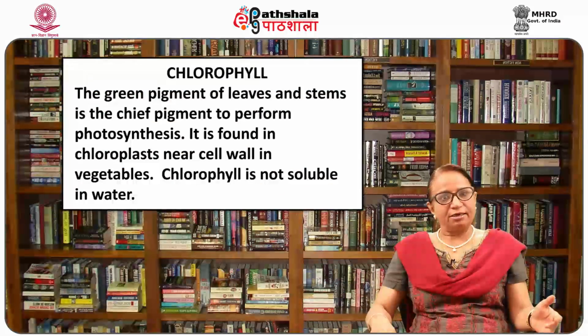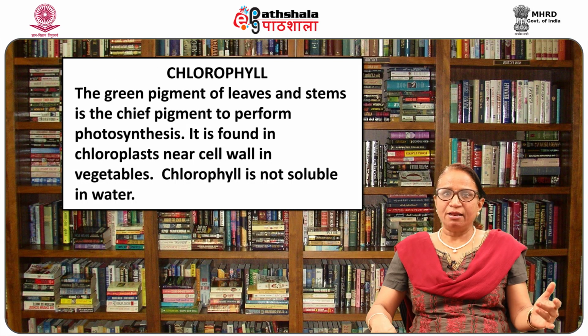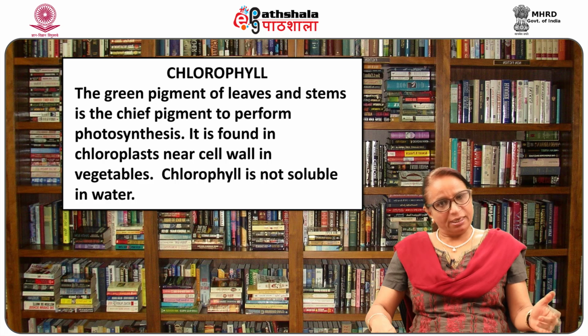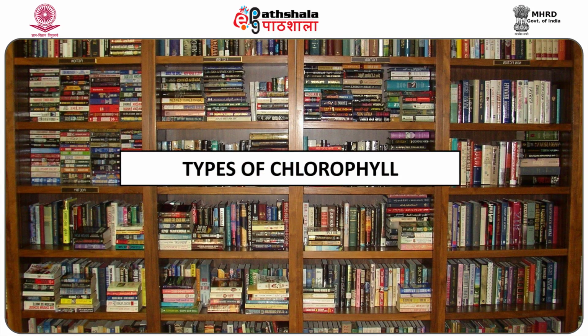The first and primitive pigment of plants is chlorophyll. It is the green pigment of stems and leaves, and it is the chief photosynthetic pigment. It is found in chloroplast near the cell wall. There are many types of chlorophylls in plants which are designated from chlorophyll A to F.